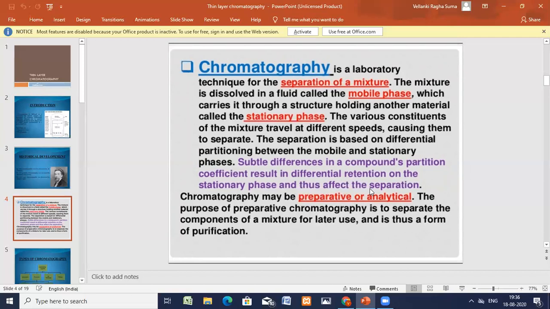Chromatography can be a preparative or an analytical technique. The purpose of the preparative technique is to separate the components of the mixture for later use. It is even used for purification. Chromatography is employed for preparation as well as for purification.